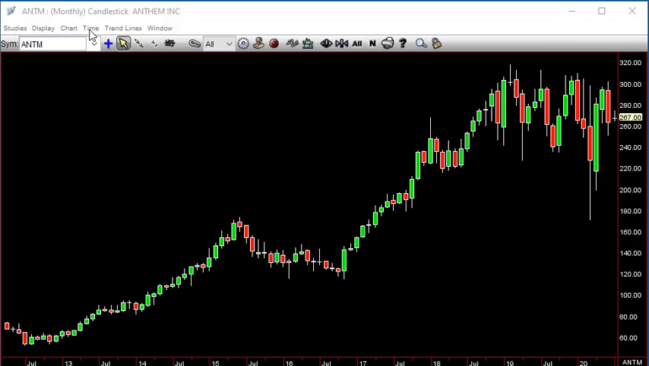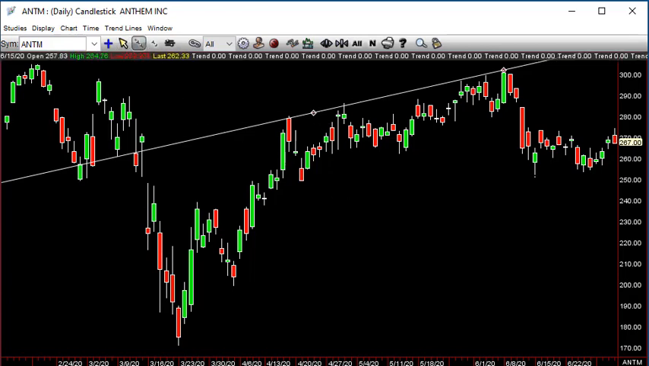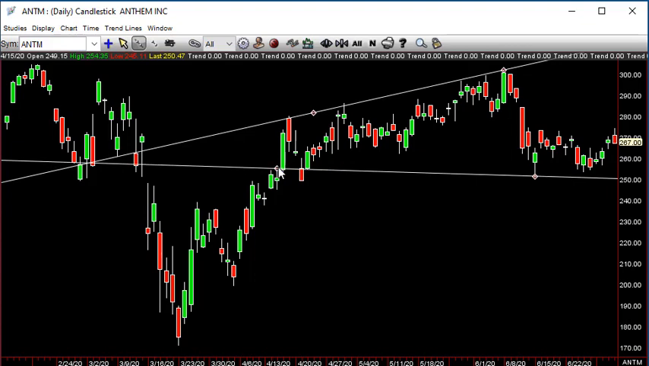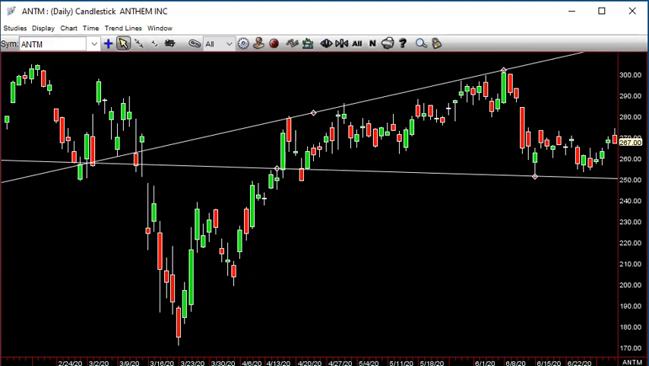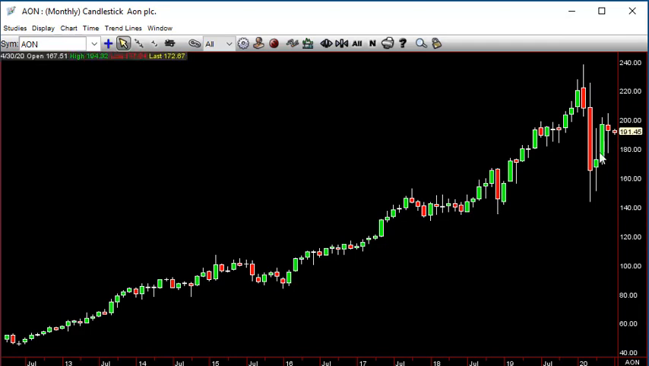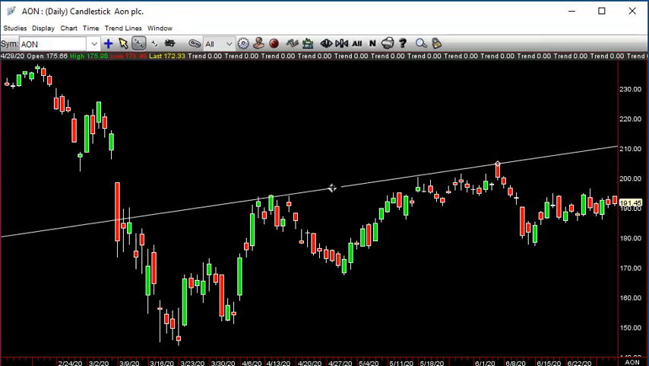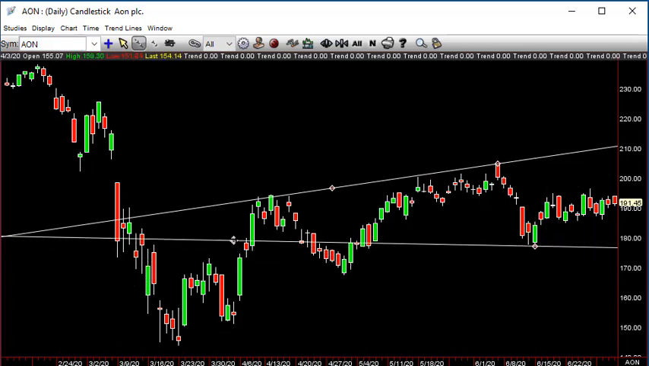ANTM still stuck in here, so if we go to the daily, it's going to start over again. Like so. Aeon, once again, stuck in here. 3 months inside of this. And the daily, it'll start over again. Like so.